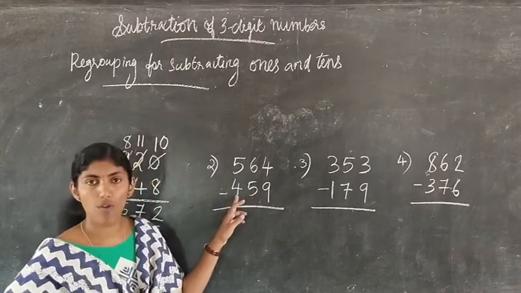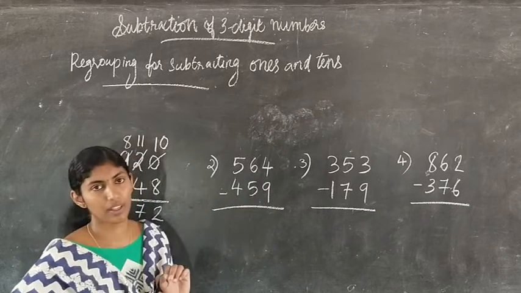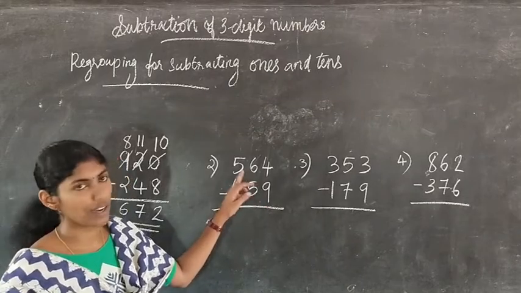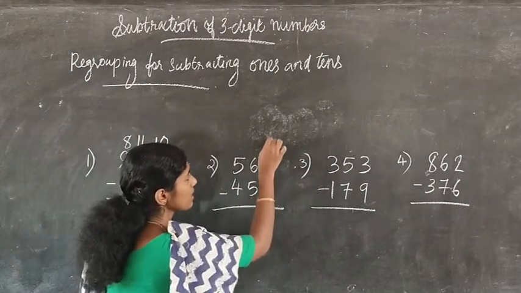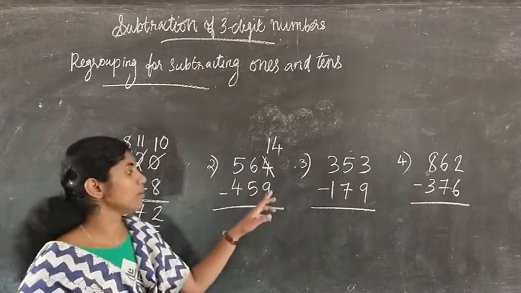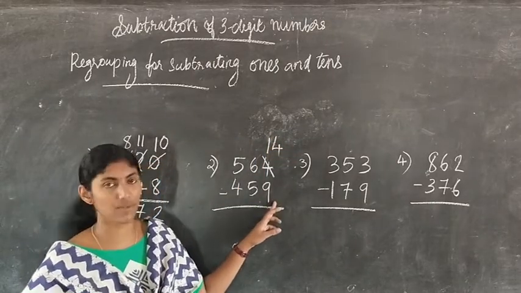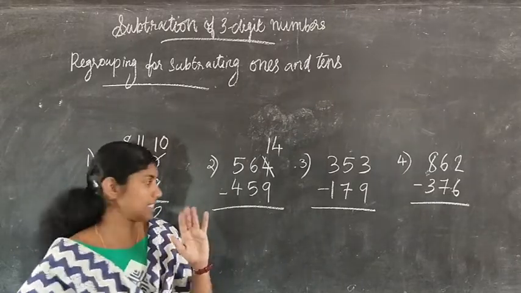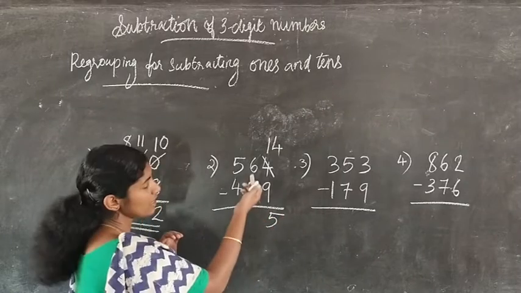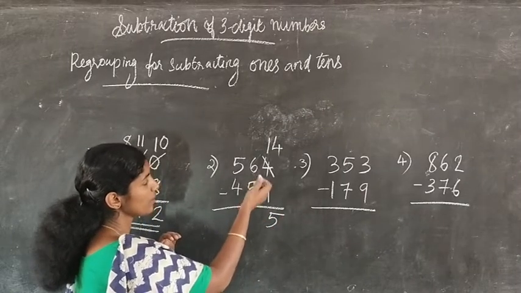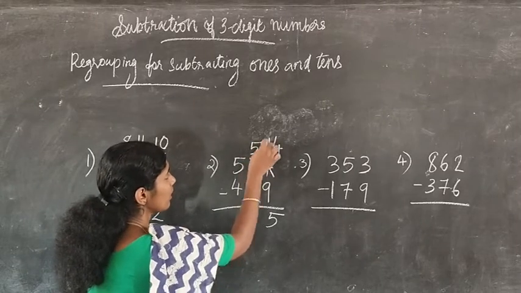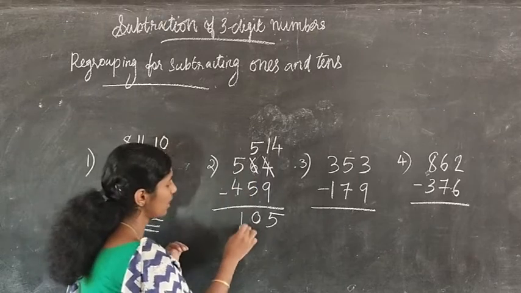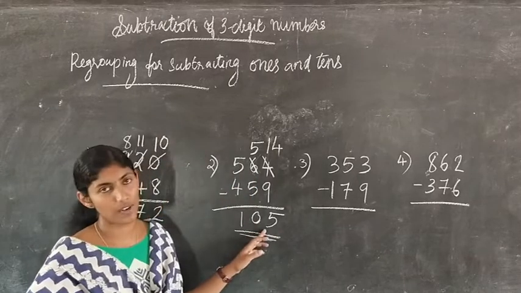564 minus 459. Here 4 is less than 9, so we have to borrow 10 from this tens column and we have to regroup it as 14. Then 14 minus 9. For that count forward after 9, that is 10, 11, 12, 13, 14. Yes, we have 5. Then since 10 was borrowed by this ones column, here we have only 5. Then 5 minus 5, 0. Then 5 minus 4, 1. So the answer is 105.